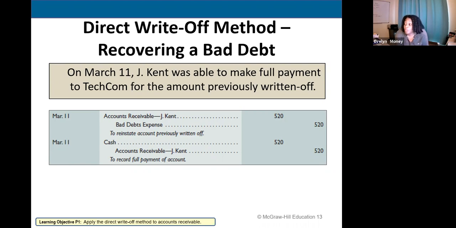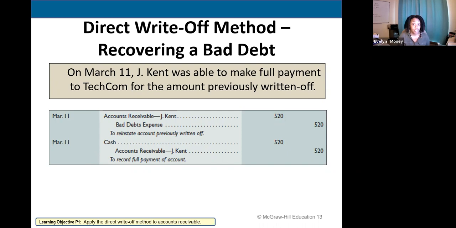But what if the customer is able to make good on the payment and they send us money? Do we send them the money back and say, oh, no, we already wrote off your account? Absolutely not. We take the money. But before we can record the money coming in, we need to reopen the customer's account for the amount that they send to us.